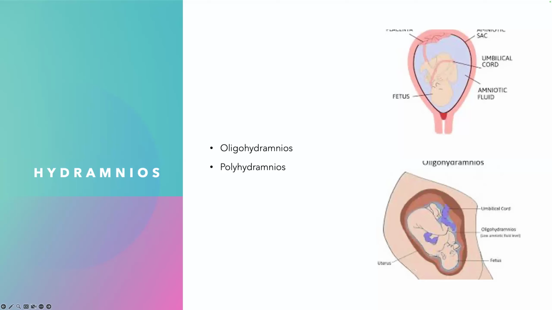For polyhydramnios, that's when the amniotic fluid index is 24 or higher, so it's a lot of amniotic fluid. The big risk with this is the baby can flip a lot. It has a lot of extra room, so it can flip back and forth. It could be breech, it could be transverse. They could have premature rupture of membranes, and their cord could prolapse.